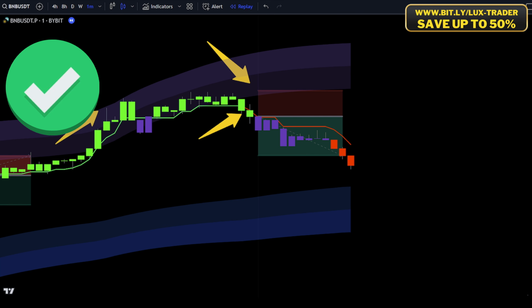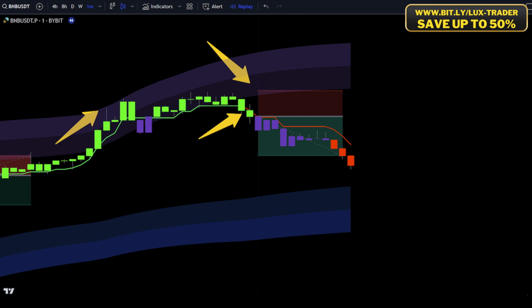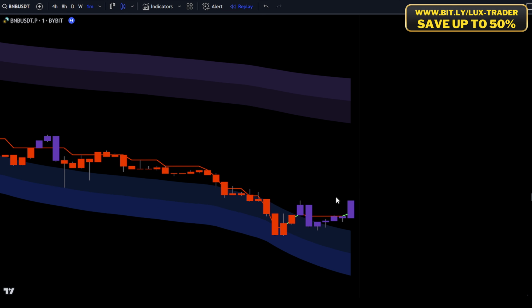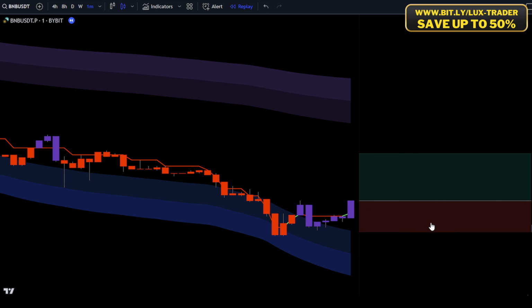And this one's a winning trade. And here we've got another buy trade opportunity. The price action entered the zone and bounced off the lower reversal band. And now for the second condition, you want to wait for the trend catcher line to change its color from red to green, just like this.